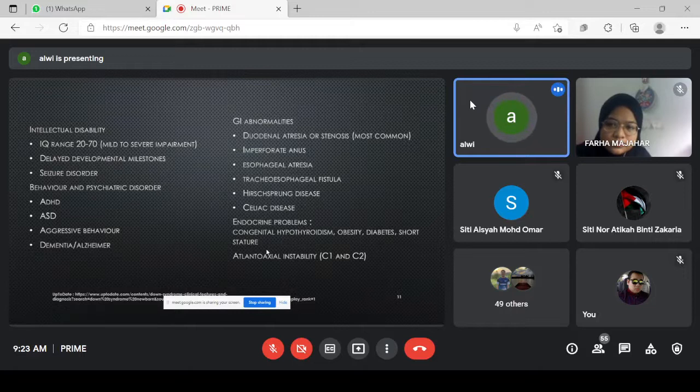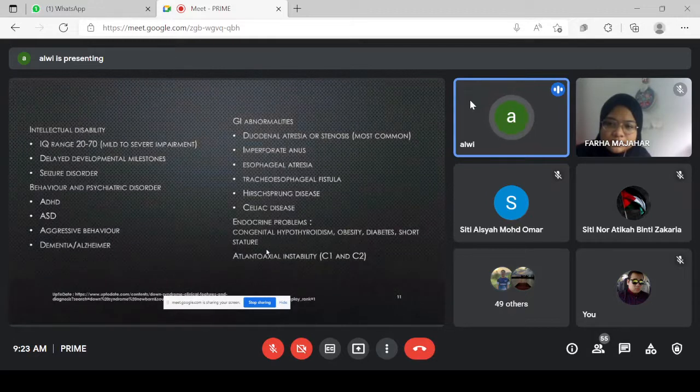GI anomalies are very important. Duodenal atresia is not uncommon in neonates. Duodenal atresia or stenosis. Duodenal atresia can usually be diagnosed antenatally by the double bubble sign in the fetal scan. Duodenal stenosis sometimes presents with polyhydramnios because they cannot swallow the amniotic fluid. They can also get imperforate anus, esophageal atresia, tracheoesophageal fistula. In the GI tract they can get Hirschsprung disease, celiac disease. I'm not sure actually, but I think Hirschsprung.